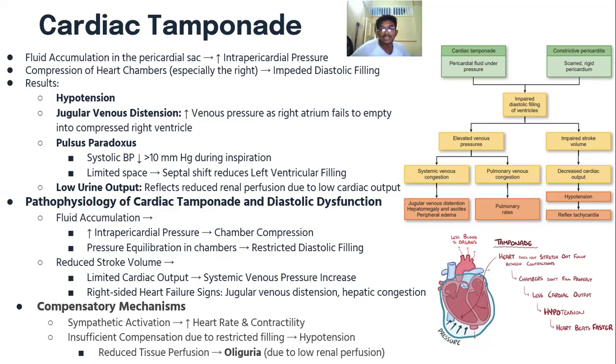The kidneys, as an organ highly sensitive to blood flow reductions, respond by reducing urine output, that's called oliguria, indicative of reduced renal perfusion and reflecting the body's struggle to conserve volume in response to hypotension.